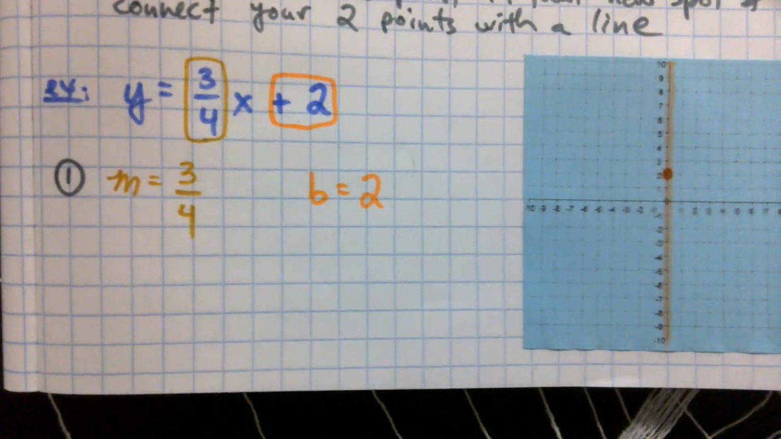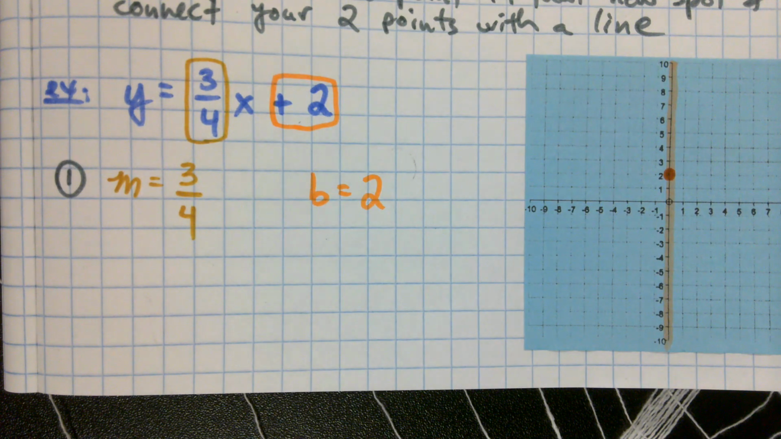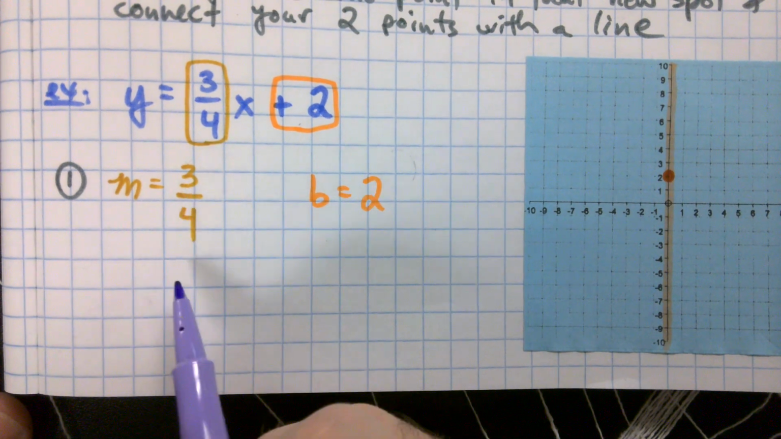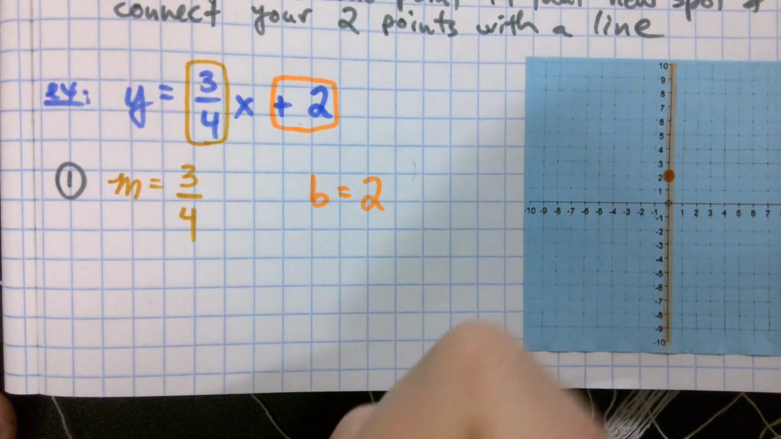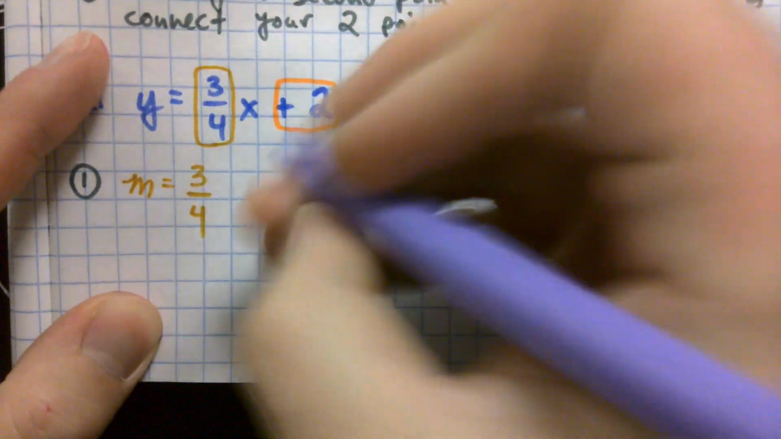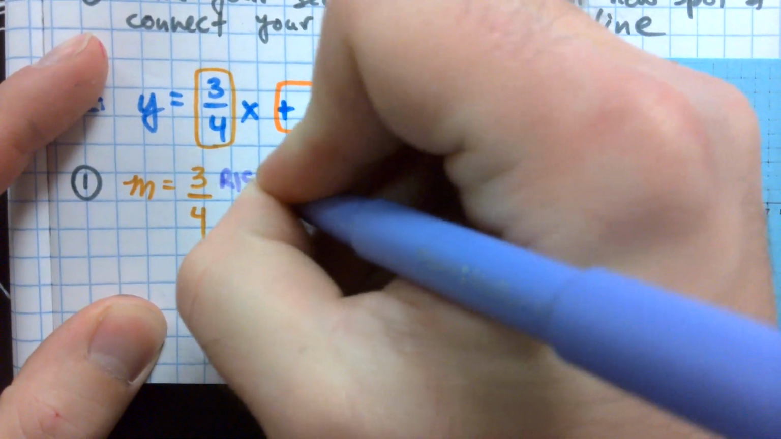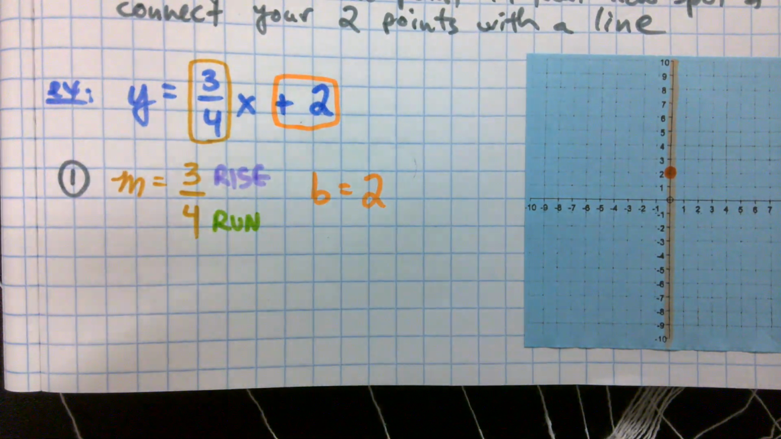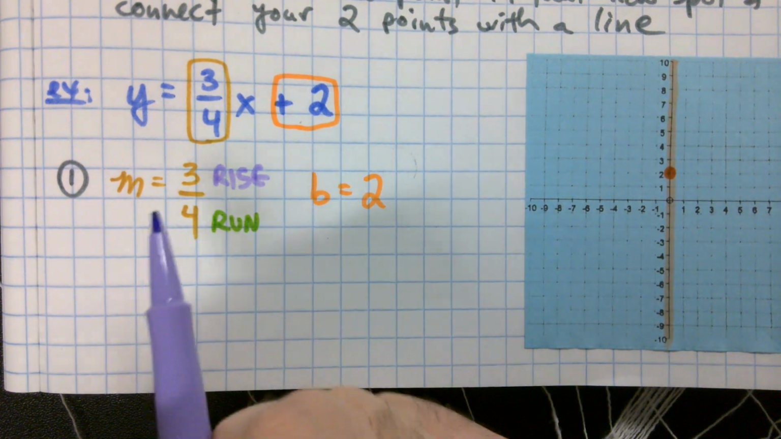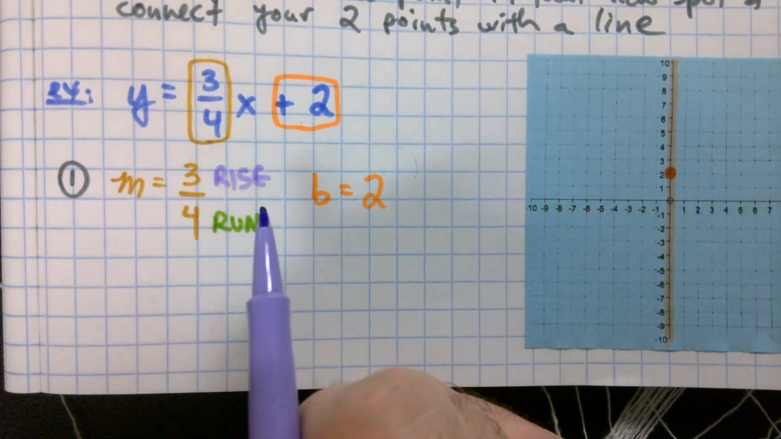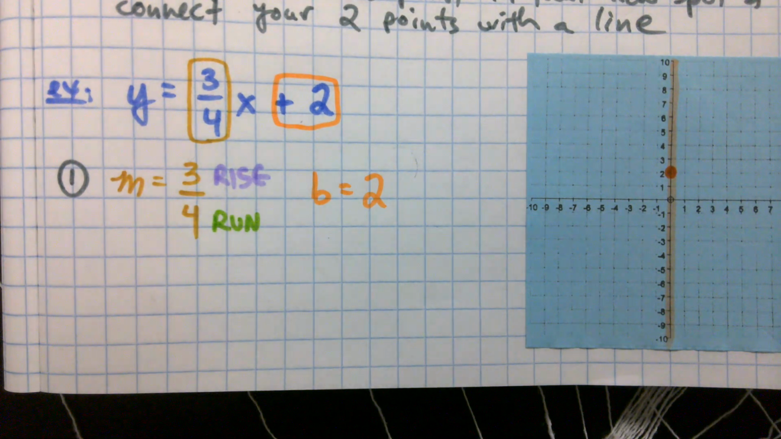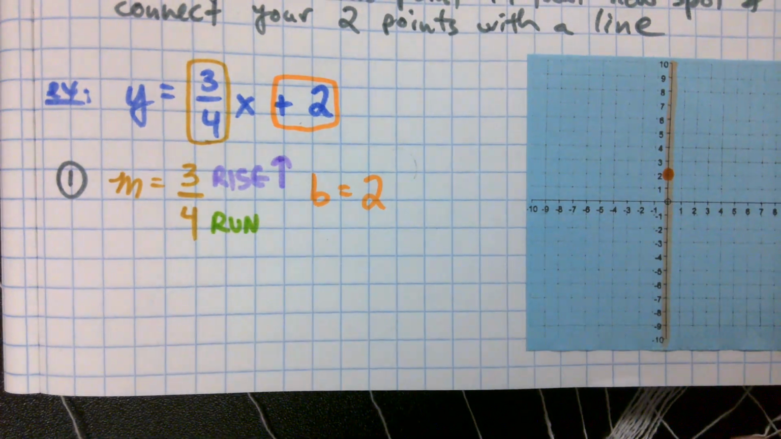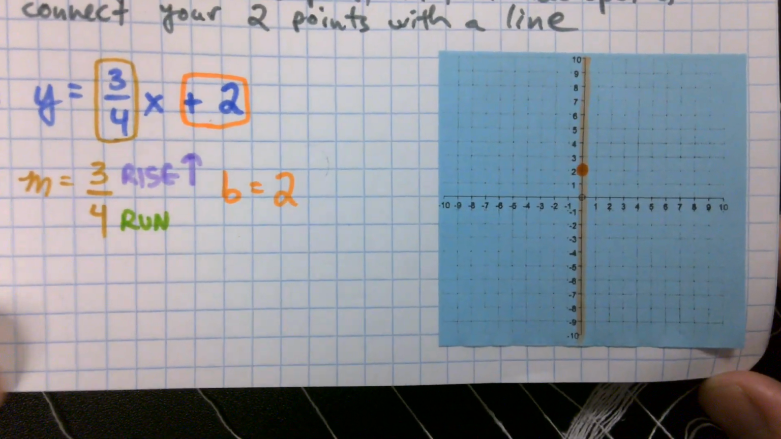Now, step 4 is we're going to rise the number of spaces that's in our numerator. So, we saw our slope is 3 over 4. Which of those numbers is my numerator, 3 or 4? 3. So 3 is what we're going to rise, and then 4 is what we're going to run. Now, because my 3 on the top is positive, are we going to rise up or rise down? We're going to rise up 3. Then we're going to run over 4.